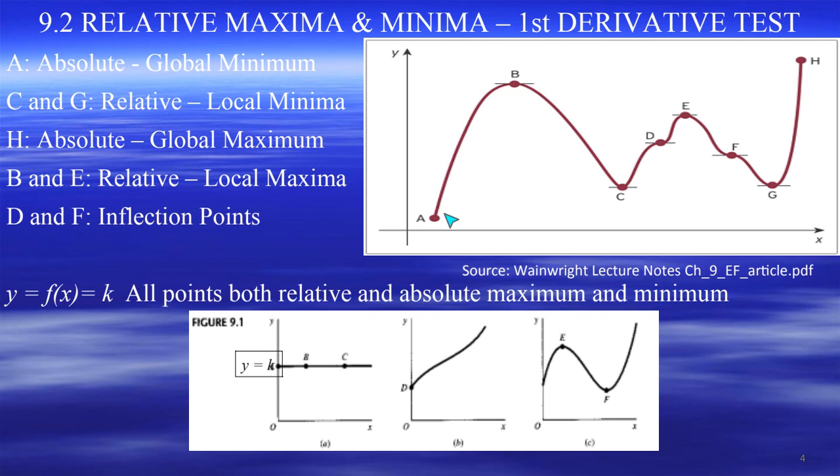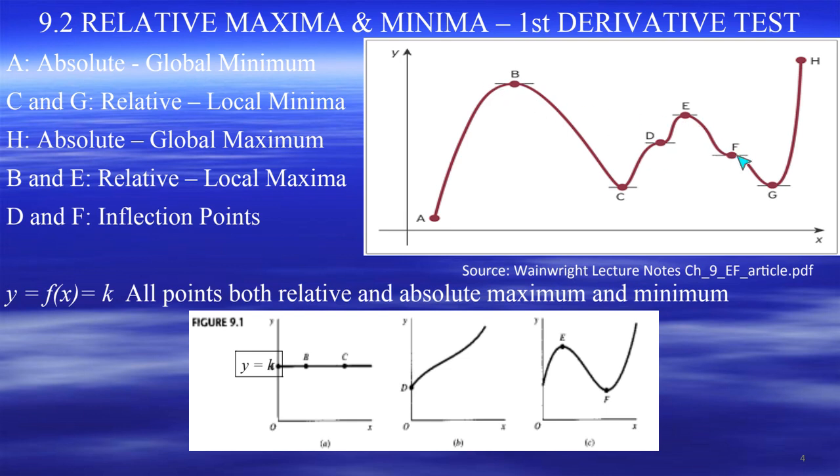So A is absolute or global minimum. C and G are relative or local minima. A is lower than them. But C and G are local sort of bottom of valleys. Here we have valleys, and then there are bottom of these valleys, C and G. We have two valleys, two bottoms, you see. And we have two hills and two top of hills, B and E. Those are local or relative maxima, B and E, top of hills.